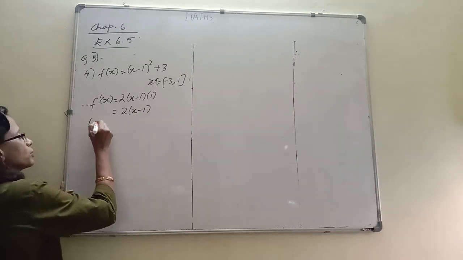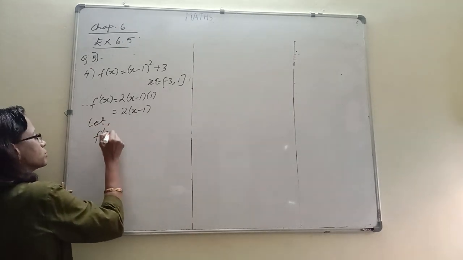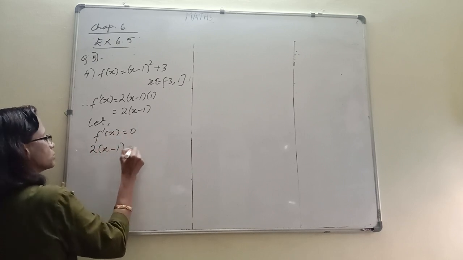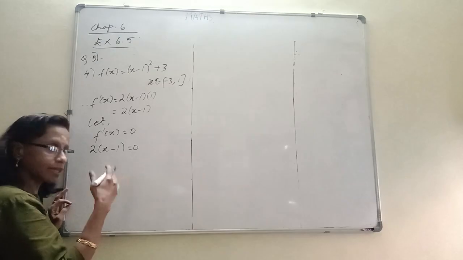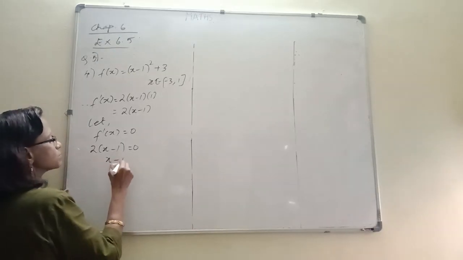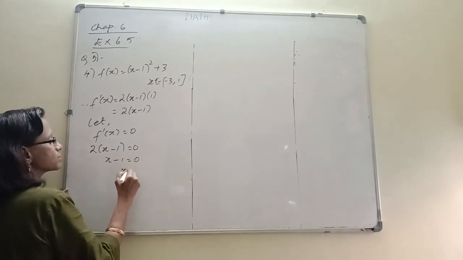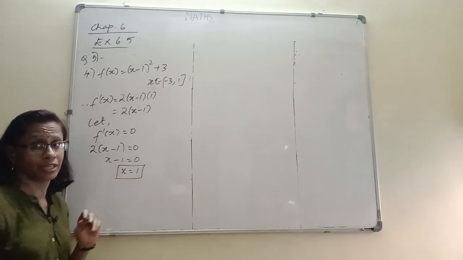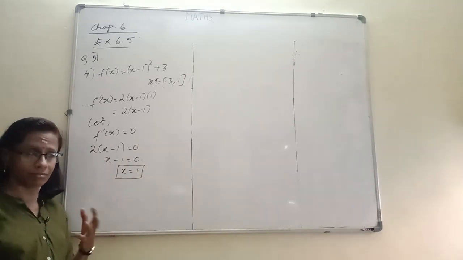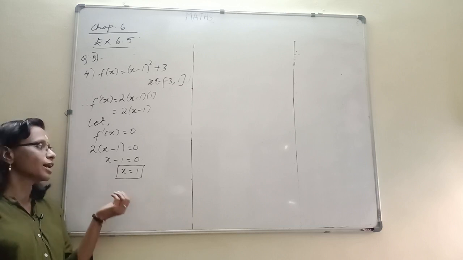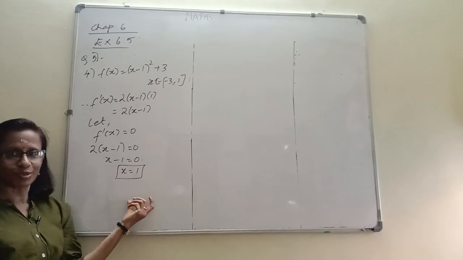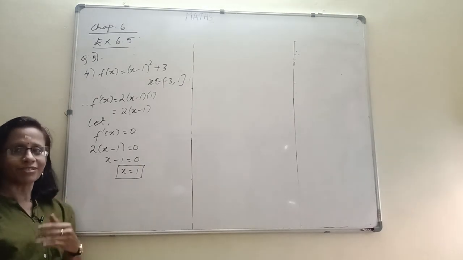Now to get the critical point, let f dash x be equal to 0, which means 2 times (x minus 1) is 0. 2 can go on the other side and become 0. So you get x minus 1 becoming 0, x becoming 1. That's our critical point. Now the simpler part here is, we have the closed interval as [-3, 1], and the critical point is also 1. So it reduces our checking.